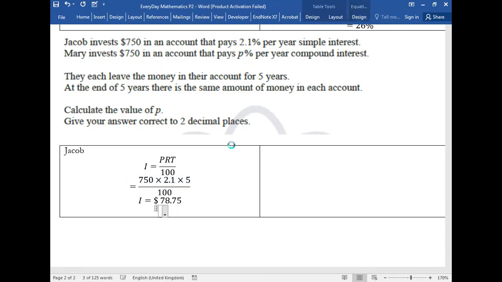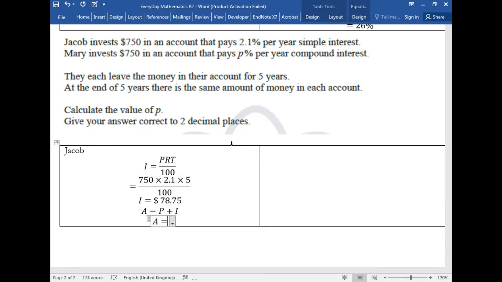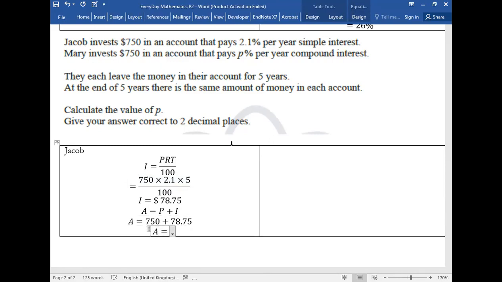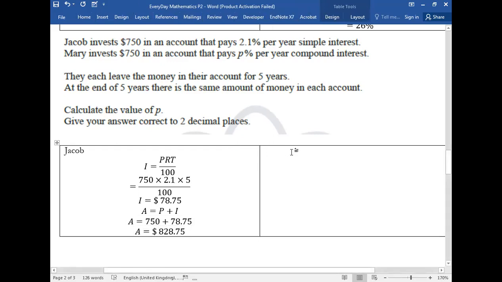This is an interest. So can you tell me the amount that he has, which is principal plus interest? Amount is 750, his principal, plus interest 78.75. So this is the total amount that he has. Mary will have the same amount after 5 years. Agreed or not? Can we agree on this? Right? But Mary has compound interest.